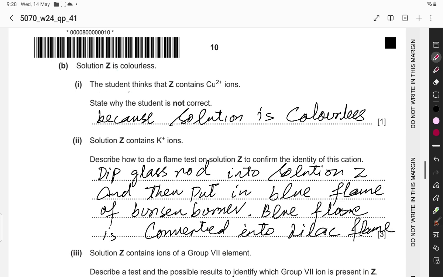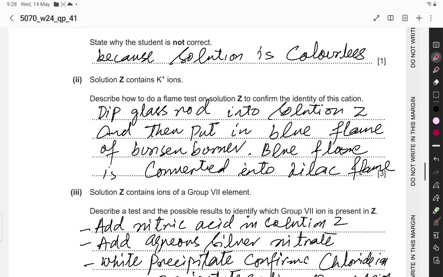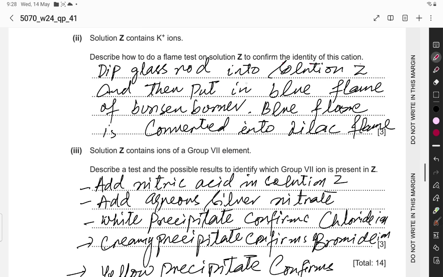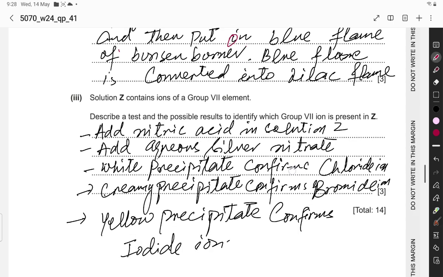Solution Z is colorless. The student thinks that Z contains copper 2 ion. State why the student is not correct: because the solution is colorless. Solution Z contains potassium ions. Describe how to do a flame test on solution Z to confirm the identity of this cation. Dip a glass rod into solution Z and then put it on the blue flame of the Bunsen burner. The blue flame is converted into a lilac flame, which confirms that Z contains potassium ions.